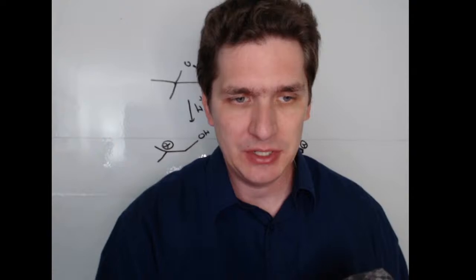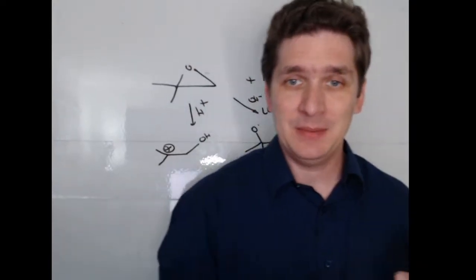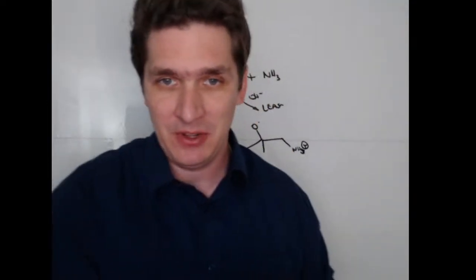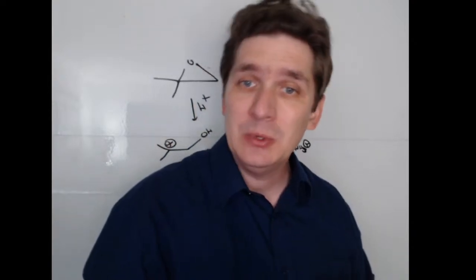What was the next question? 24. Draw the Dieckmann cyclization product formed in the treatment of the following diester with sodium methoxide, followed by acidification. I'm going to get rid of this because I don't teach Dieckmann cyclization. It would be interesting though.